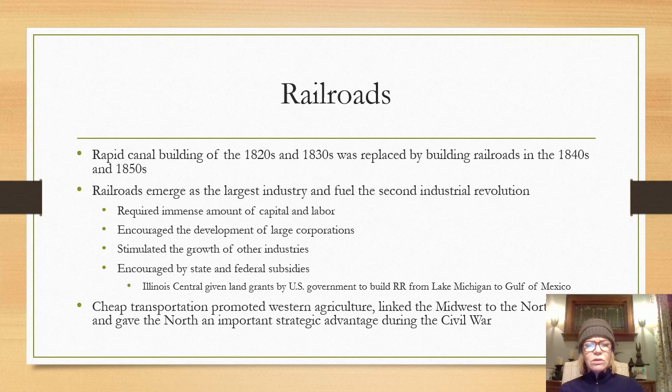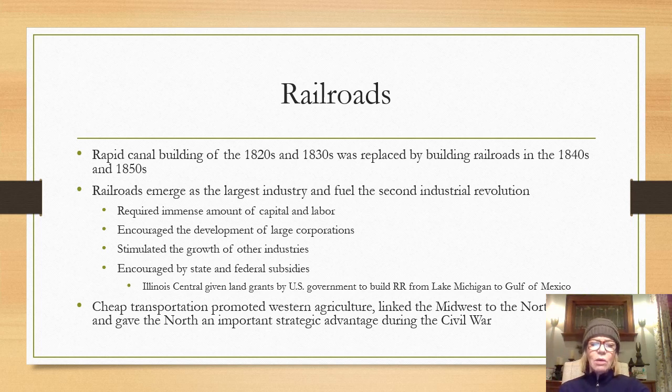And so the railroads also stimulate the growth of all sorts of other industries because you need so much to create a railroad, right? You need steel, you need the cars, you need fabric, you need coal stops along the way, you need all sorts of different things, right? Eventually, the federal government and the states are going to subsidize it.